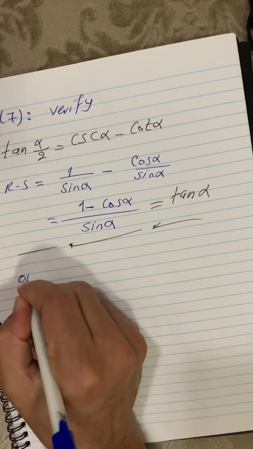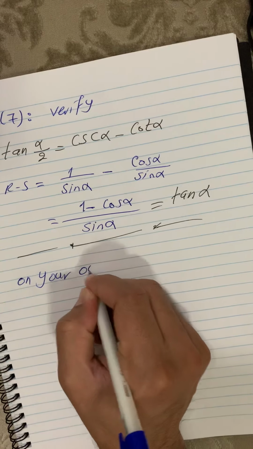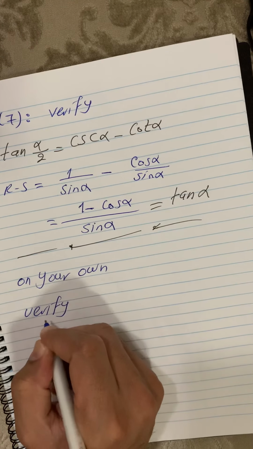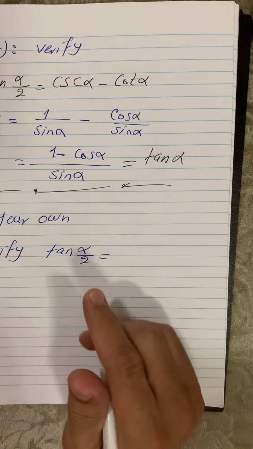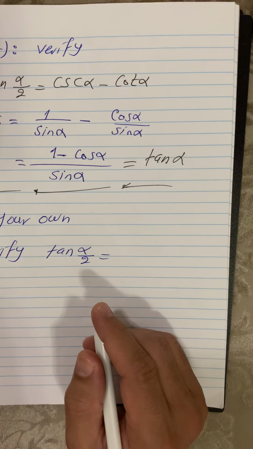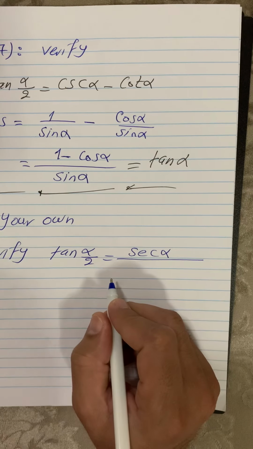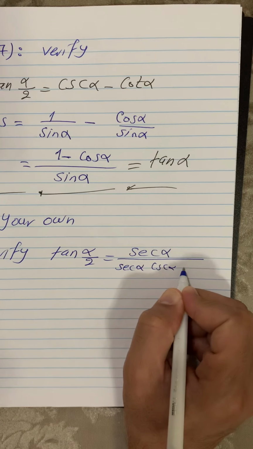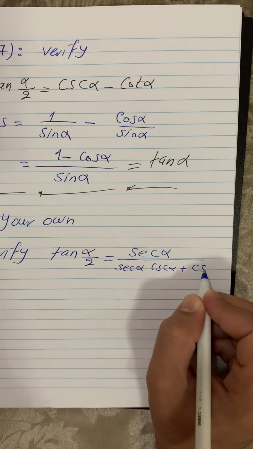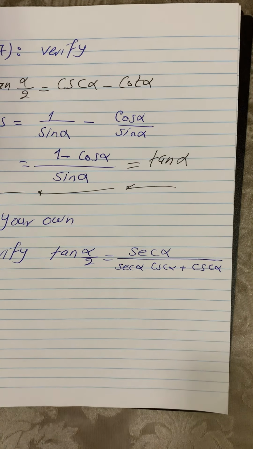Now it's your turn on your own, and this is the last example for today. Verify the identity. Tan alpha over 2 equals secant alpha over secant alpha cosecant alpha plus cosecant alpha. Verify this identity, and this is the last one in this lesson.